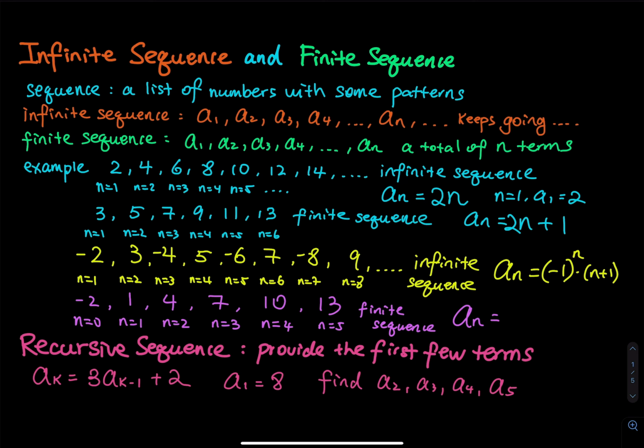And then the next one, we have a finite sequence. So for the finite sequence, we have -2, 1, 4, 7, 10, 13. Okay, so we stop at 13, then this is a finite sequence.